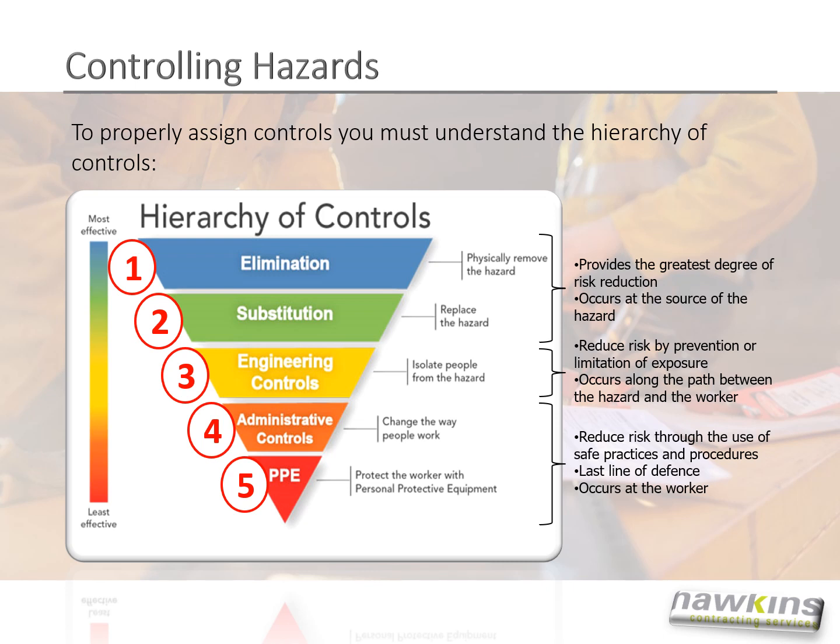Here a hazard is replaced with a lesser hazard. Using the cutoff saw example again, substituting a standard cutoff saw with a walk-behind saw substitutes to a lesser hazard. Elimination and substitution provide the greatest degree of risk reduction. The application of these controls occurs at the source of the hazard.